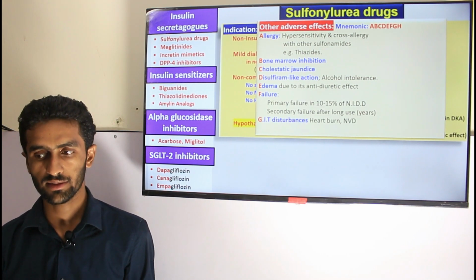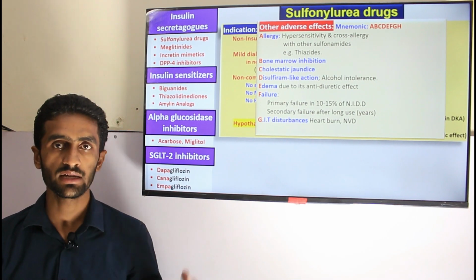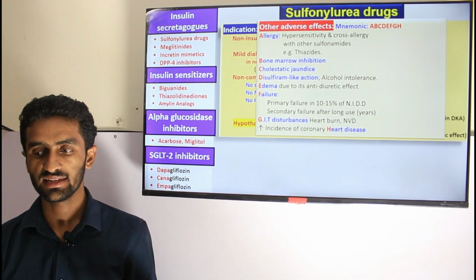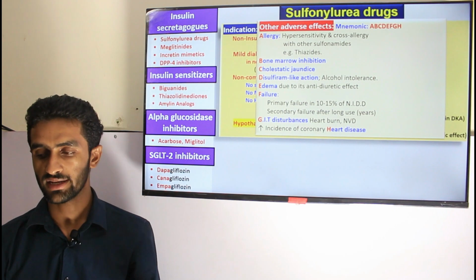Okay, and the GIT disturbance like heartburn, NVD. NVD means what? Nausea, vomiting, diarrhea, and there is increased incidence of coronary heart disease.